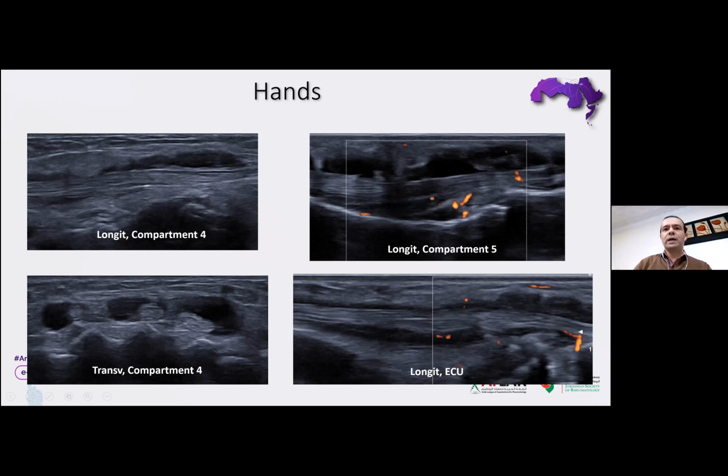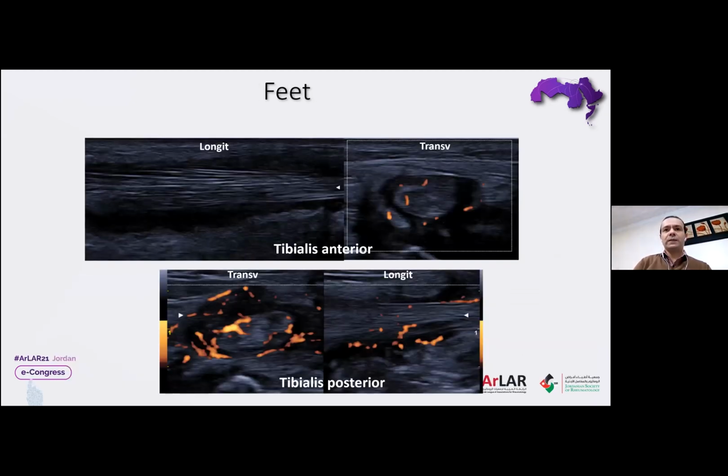On the feet, we can have equal abnormalities with the same frequency, especially on the tibialis posterior tendon, which is one of the earliest affected tendons in rheumatoid arthritis and in spondyloarthropathy. We have a very active tenosynovitis on the transverse and longitudinal views with the Doppler signals inside of the tendon and surrounding the tendon. And here we have tenosynovitis with a lesser activity on the tibialis anterior with very few spots as compared with the image below.